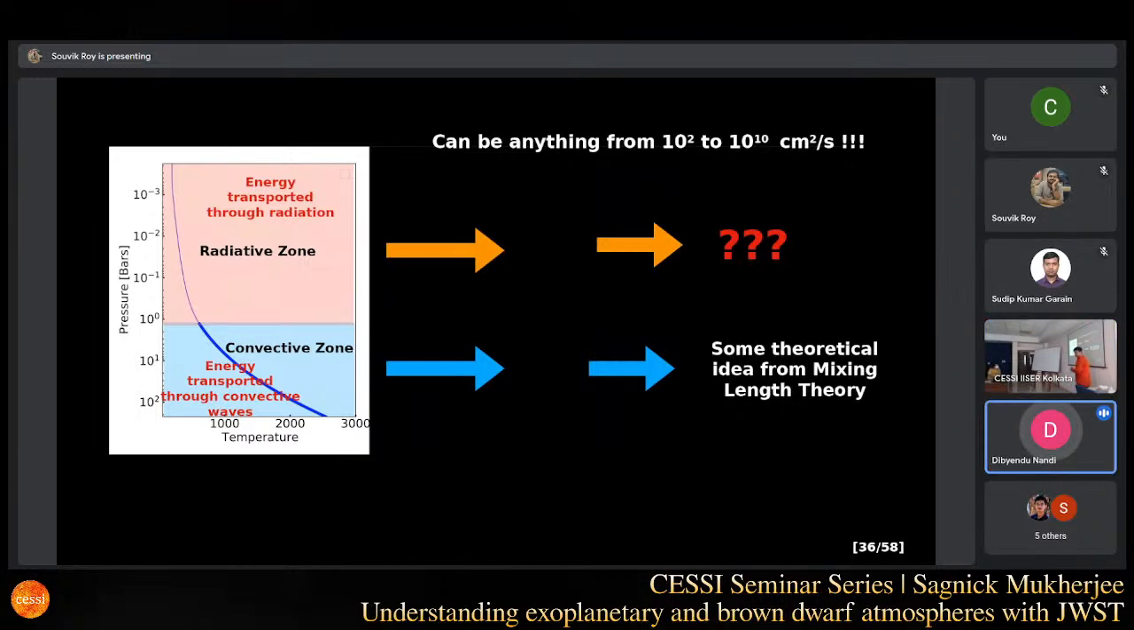So Sagnick, another question I have is regarding the complexity of the convection zone itself. Now, I'm not sure about brown dwarfs, but certainly for stars or even for planet Earth, if you look at different transport coefficients in the atmosphere.